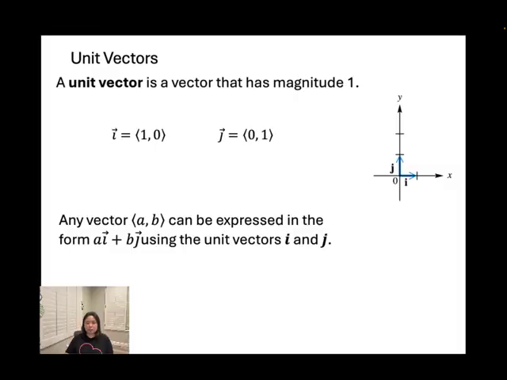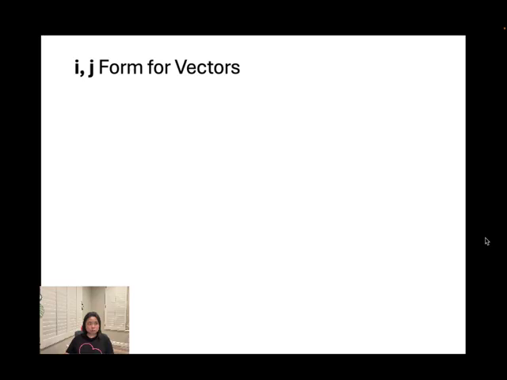Any vector <a, b> can be expressed in the form ai plus bj using the unit vectors i and j. Just like this example. Okay, this is my u. I could put angle bracket 3 and 4, or I could write it down as 3i plus 4j. They are talking about the same thing here. This is the i, j form of vectors. So for vector v, I could put a and b, then vector v will be equal to ai plus bj.